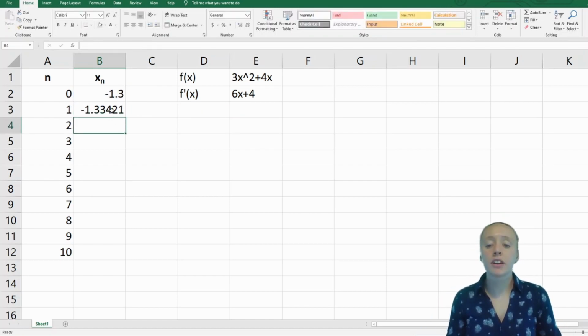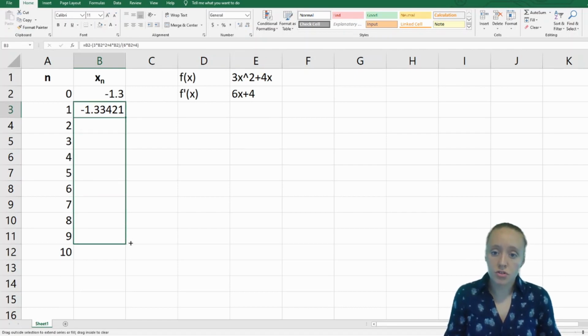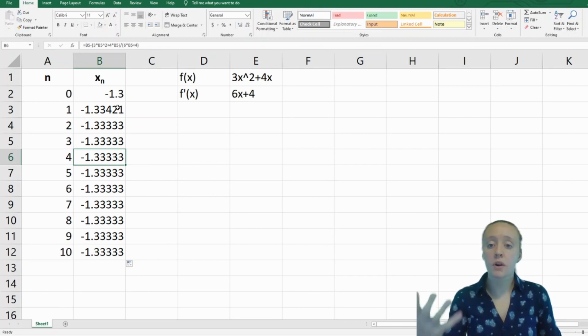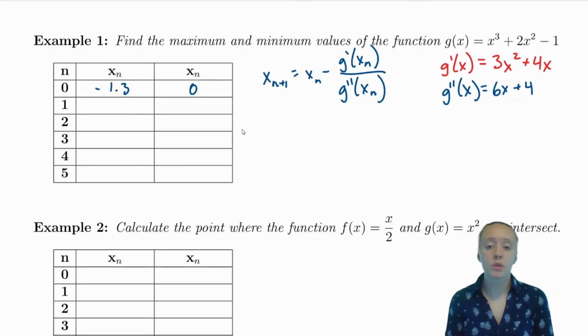All right, so my next value is negative 1.33421. Dragging this on down, it starts repeating pretty close. So after I get my x sub 2, then it starts repeating. So this is negative 1 and 1/3. Let's go ahead and fill that table in. So using that value of negative 1.3, then the next x sub 1 was negative 1.33421. And then next it was negative 1.3333, so negative 1.3 repeating.